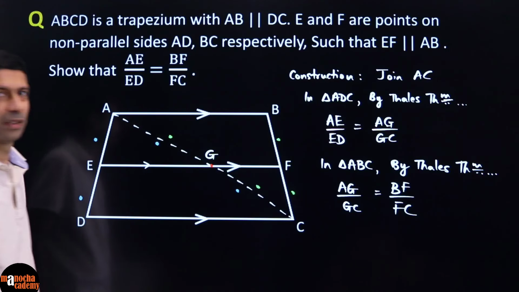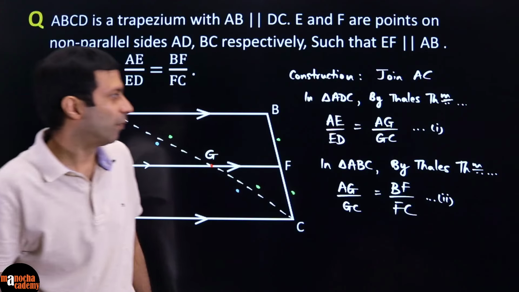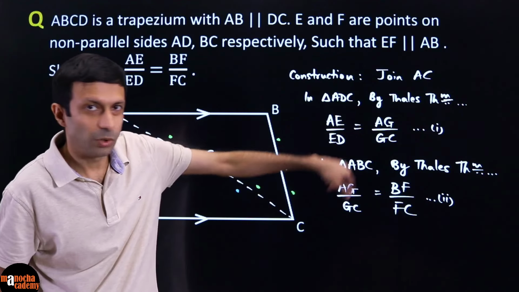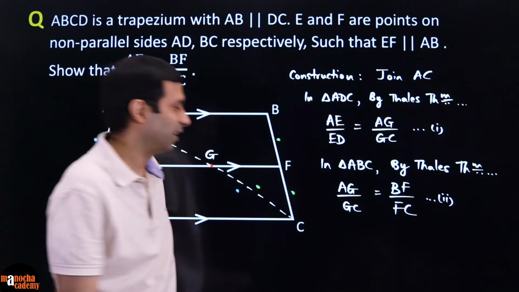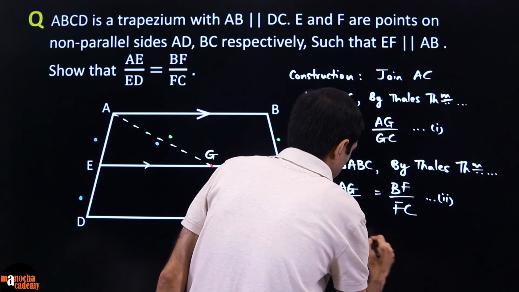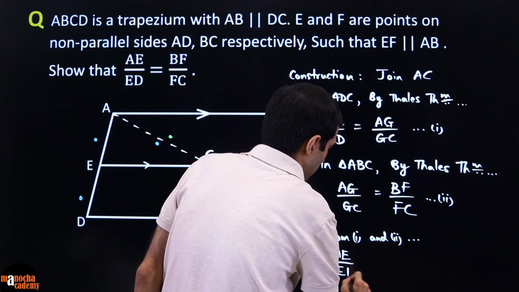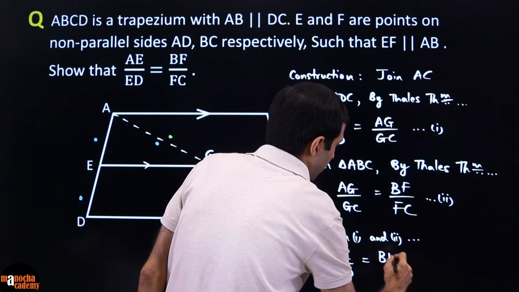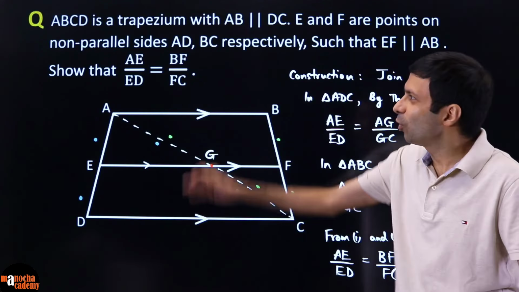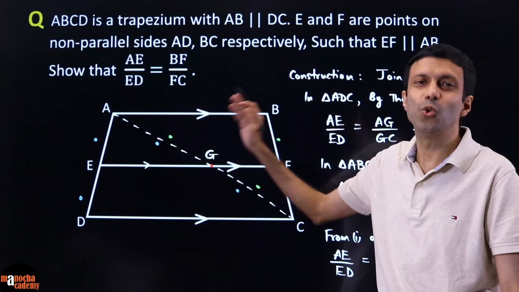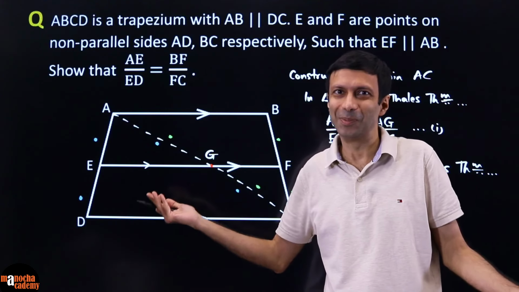So there you go. Now you just equate these two. So we are going to equate 1 and 2. So from 1 and 2 we can clearly see AG is to GC is the common part. So AE by ED will be equal to BF by FC. So we can say from 1 and 2, AE by ED is going to be equal to BF by FC. There you go. We are done. Proved. So simple. So the whole trick was breaking it into two triangles, because you can't apply Thales theorem to a quadrilateral like a trapezium.